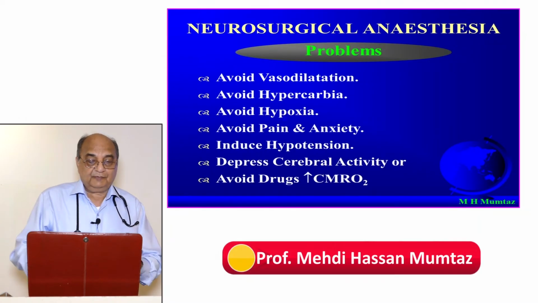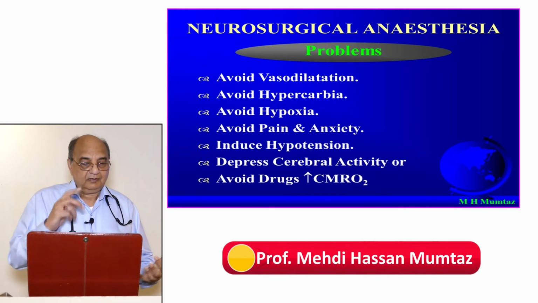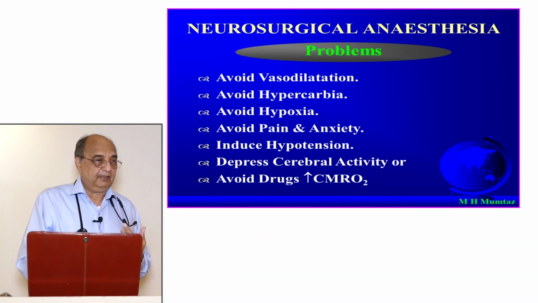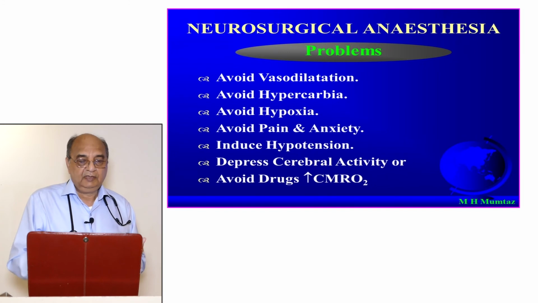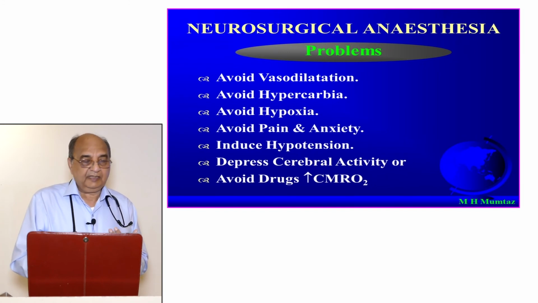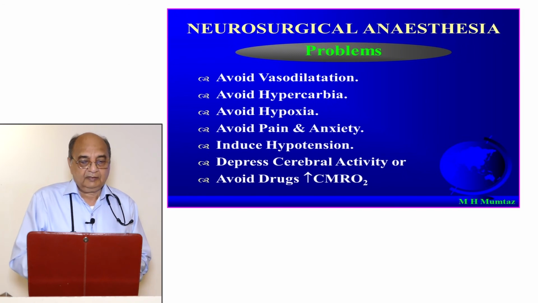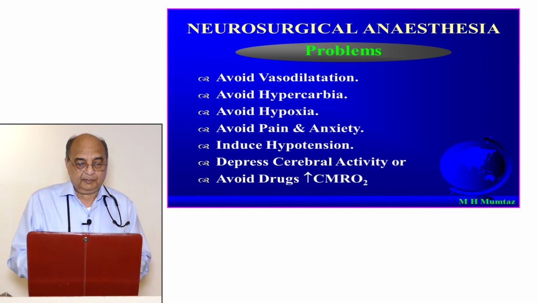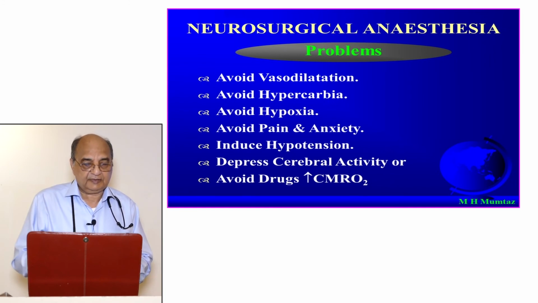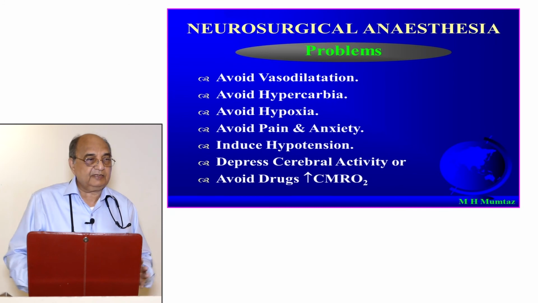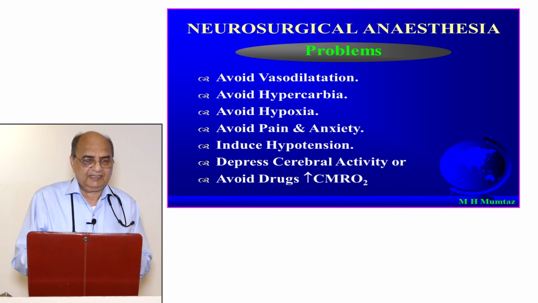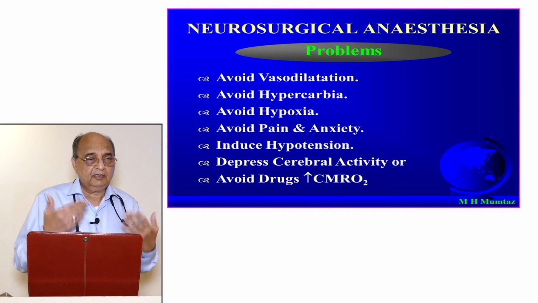Now, the problems of neurosurgical anesthesia: all these things are avoided. Avoid vasodilatation, avoid hypercarbia, avoid hypoxia, avoid pain and anxiety. All these things we have gone through in the previous section. Then induce hypotension, and depress the cerebral activity by giving a sedative agent. Avoid drugs which increase the CMRO2. These are very simple things you can do when you are dealing with a patient who has neurosurgical or neurological activity in the brain.